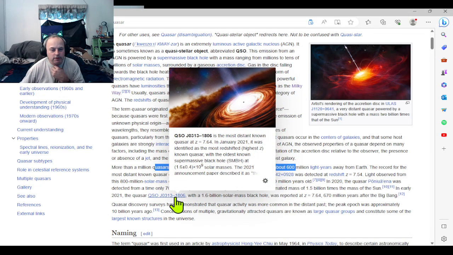The most distant quasar was identified as the most redshifted quasar, the oldest known supermassive black hole. So a quasar is a black hole. It is also 1.6 trillion... oh, 3, 6, 9. Okay, this one's only 1.6 billion solar masses. So 1.6 billion times the size of our sun. Again, it is a supermassive black hole.